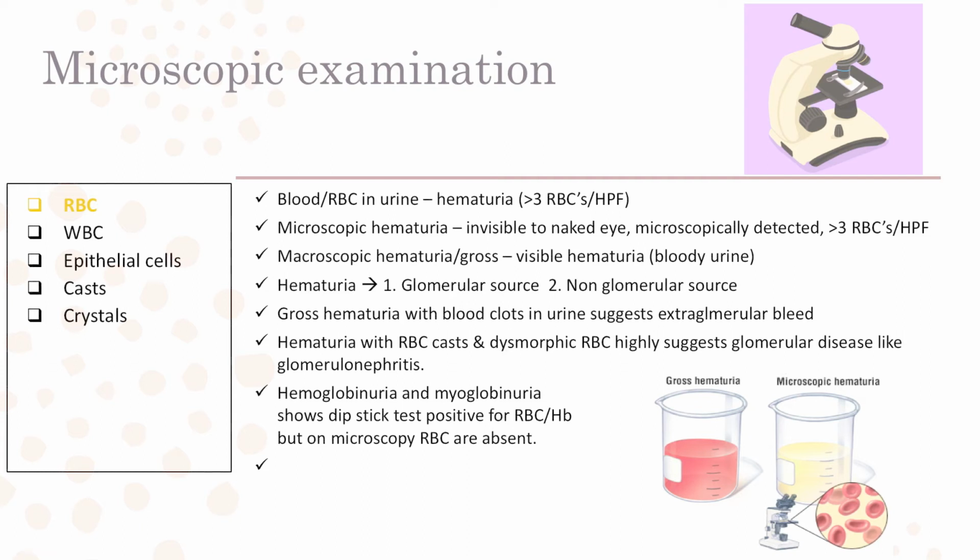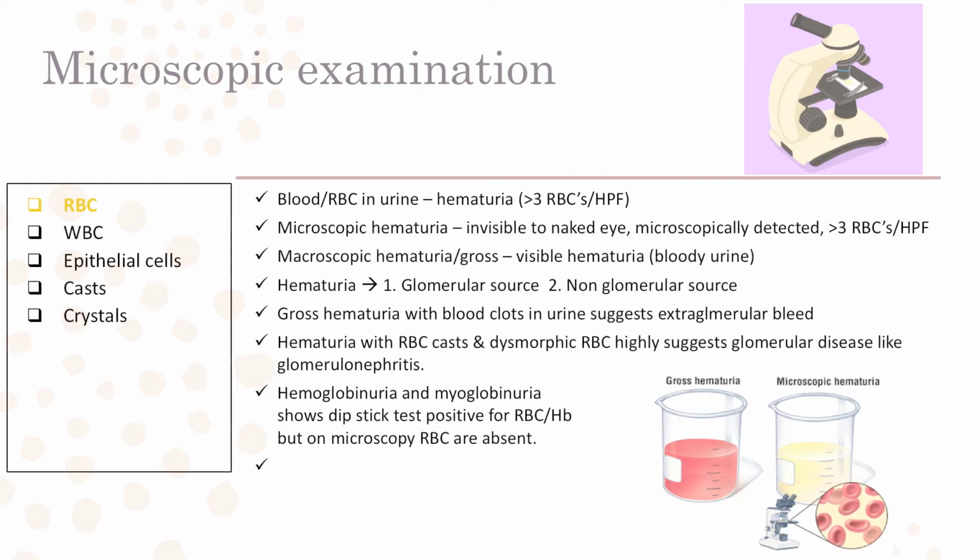Now why does this happen? Because whenever the glomeruli are diseased, there is leakage of RBCs from the capillaries into the glomeruli, and while passing through the basement membrane, these RBCs change their shape and become dysmorphic. Also they get concentrated in the tubules, and they develop various structures which are called casts.